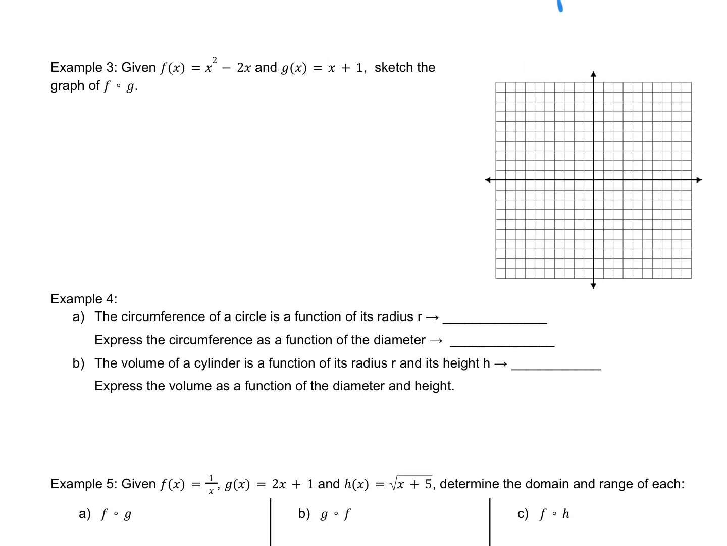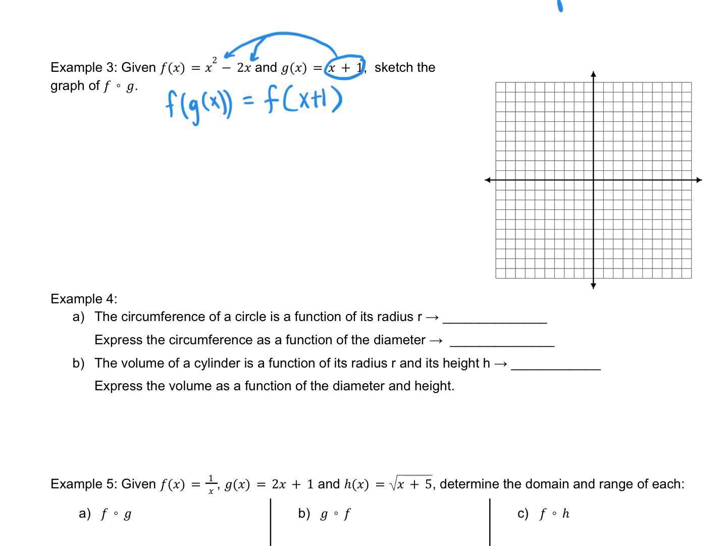Our next example. Given f at x equals x squared minus 2x and g of x equals x plus 1, sketch the graph of f of g of x. Well, the first thing I'm going to do is try to create a new equation for f of g of x. Maybe it's going to be something familiar that we already know. So f of g of x means, working from the inside, g of x is just x plus 1. So I need to put x plus 1 into all of the x's in function f.